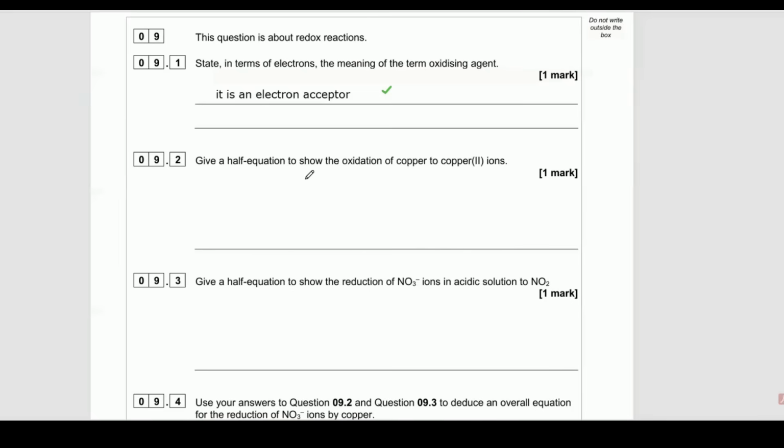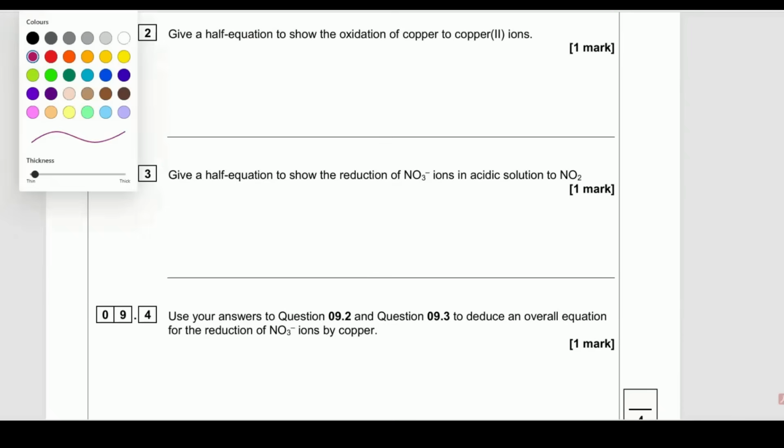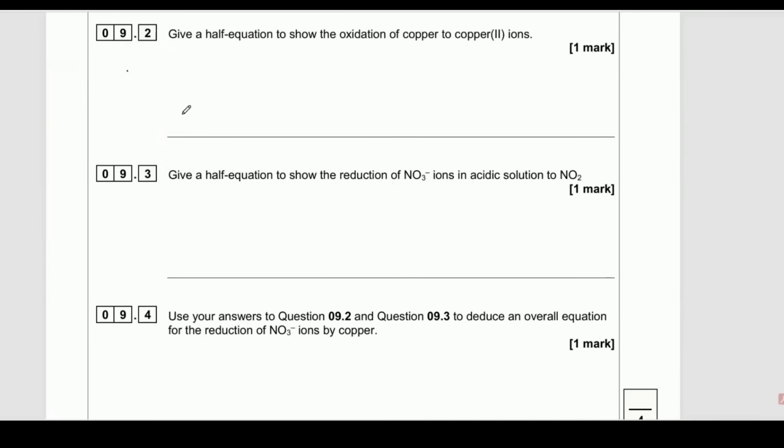Give a half equation to show the oxidation of copper to copper-2 ions. Let's get zinging into that. Let's mash this one up. So we know we've got copper, the formula is Cu. With these half equations, it's good to draw an arrow, and then it goes to copper-2 ions. So we know they're going to Cu2+. We don't need to show state symbols, but if we did, we'd have aqueous here.